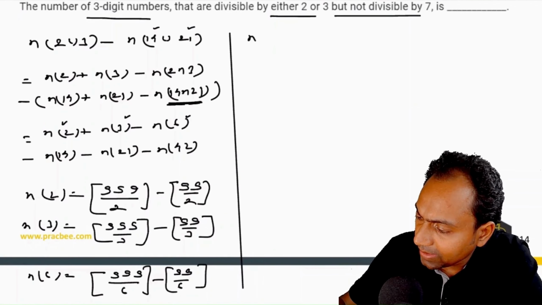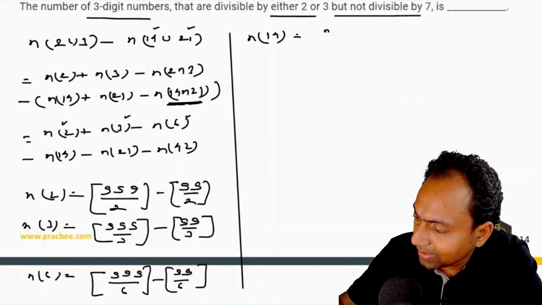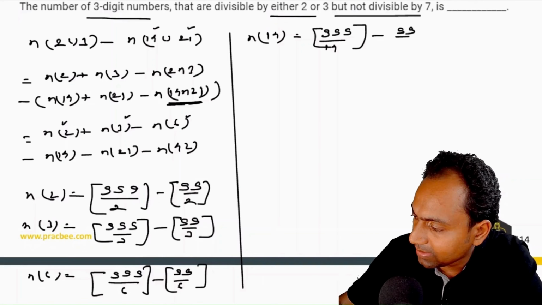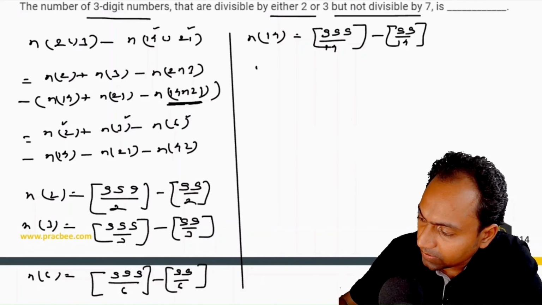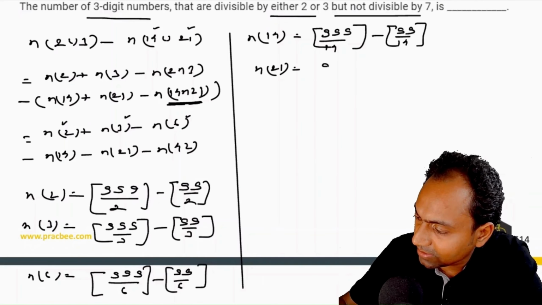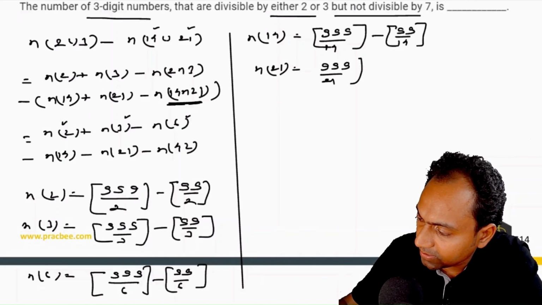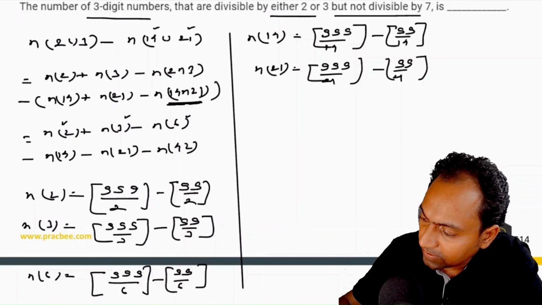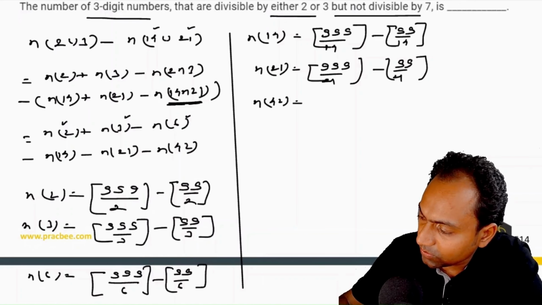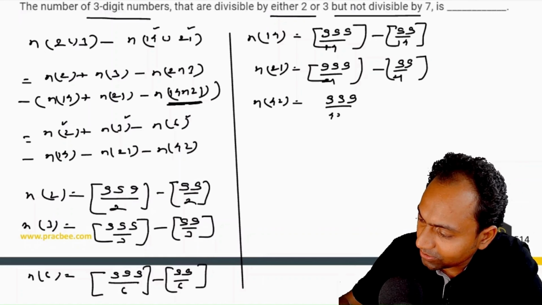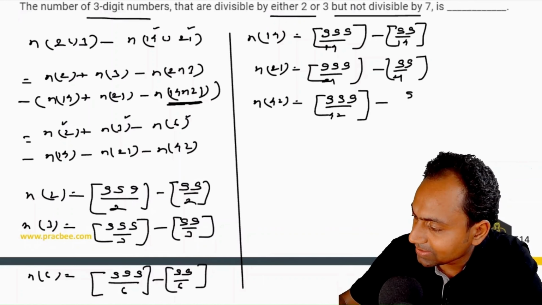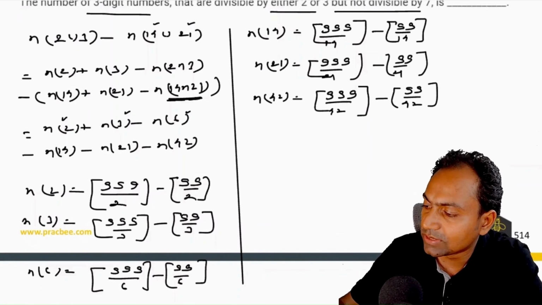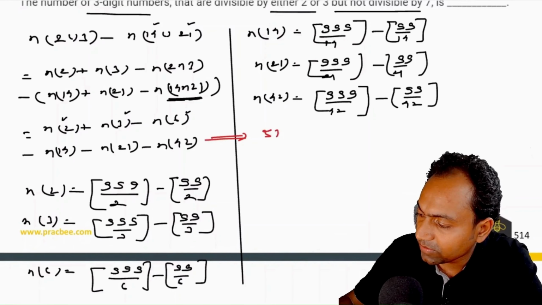And for finding n of 14, again we can take floor of 999 by 14 minus floor of 99 by 14, the greatest integer function. Then again n of 21 can be written as nothing but floor of 999 by 21 minus floor of 99 by 21. And ultimately n of 42 is equal to floor of 999 by 42 minus floor of 99 by 42. And if you put all of these values and simplify this expression, this comes out to be nothing but 5.